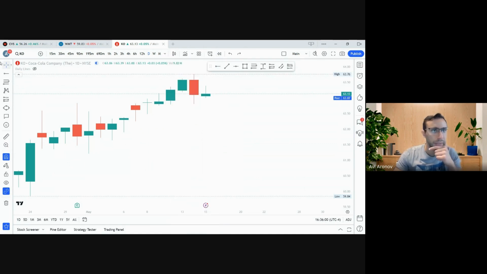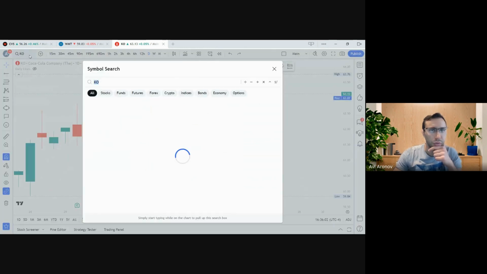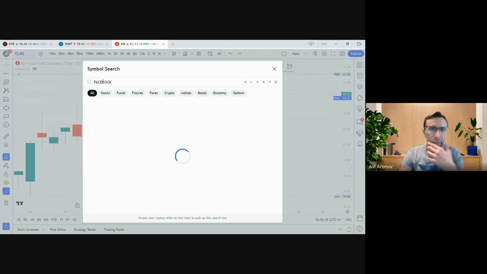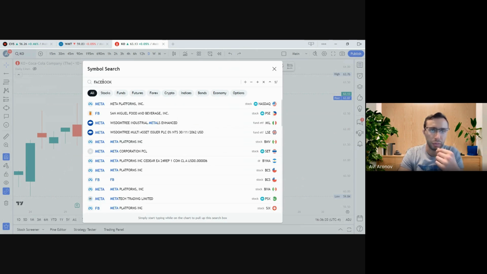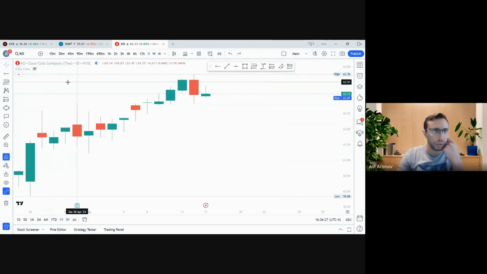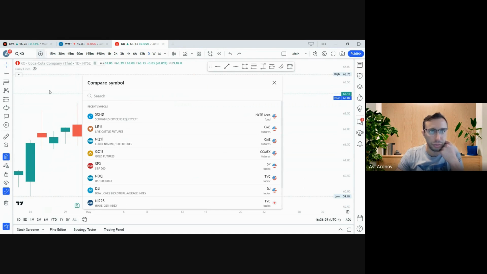Then you click on that and you look for any ticker. It might be Walmart, might be whatever company name that you want. You can look it up here by either writing the company name, so let's say Facebook, which is Meta, they know that already, or the actual ticker itself. You can write both. Here you can actually add on top of this chart.